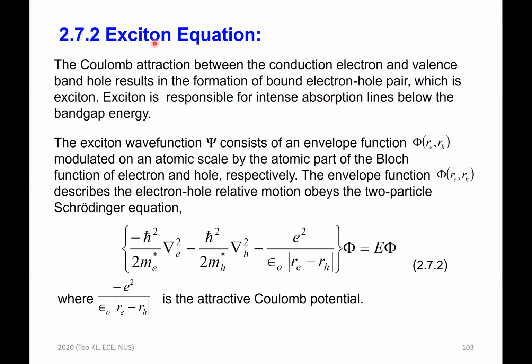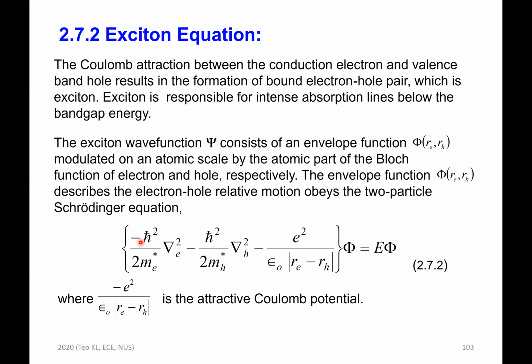Now, in order to understand the exciton concept, we need to use the Schrödinger equation to derive its energy. The Coulomb attraction between the conduction electron and the valence band hole will form the electron-hole pair, which is called the exciton. The exciton, just like the electron and hole, has a wave function. Because the exciton is the formation of a bound electron-hole pair, from a free electron in the conduction band and a free hole in the valence band, it will consist of an envelope function. This envelope function is basically the wave function of the exciton, and it will have contributions from the Bloch functions of the electron and hole.